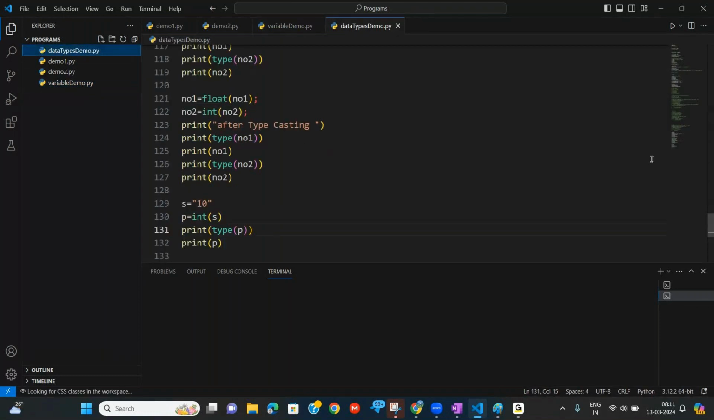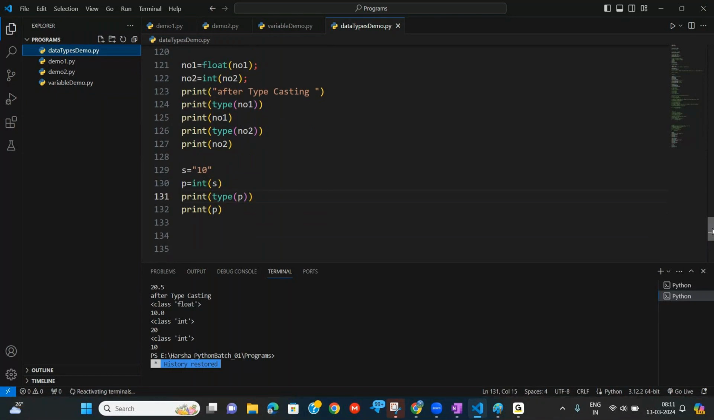Yeah. So here we have seen, right? If it is a normal string, then I am able to convert it to an integer by using this integer method, right? But let's say, suppose I have the decimals.